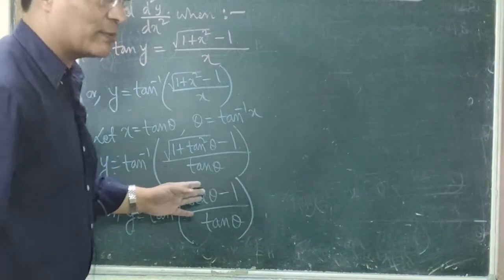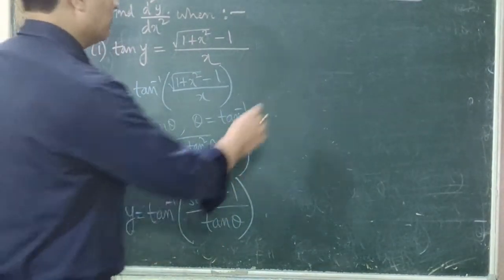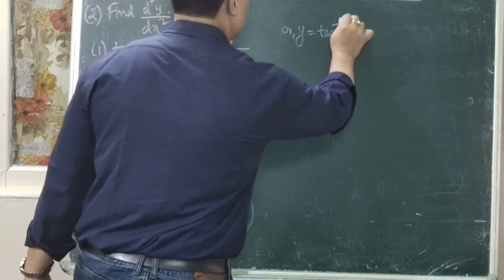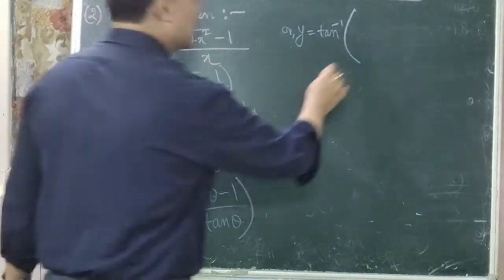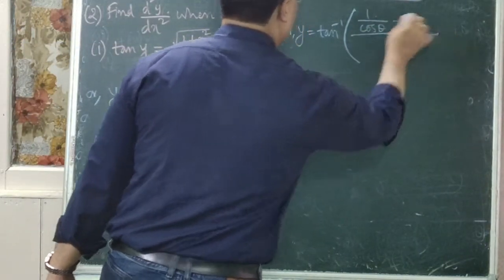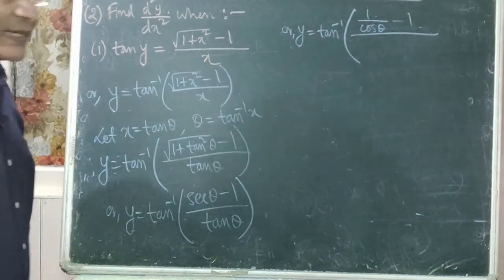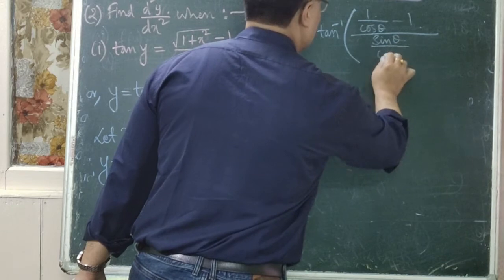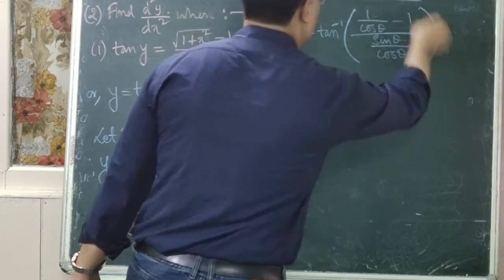So now let us simplify it further. Write sec as 1 by cos, and write tan as sin by cos. So y is equal to tan inverse. So within bracket, what is sec theta? It is 1 by cos theta minus 1 divided by. What is tan theta now? It is sin theta by cos theta.